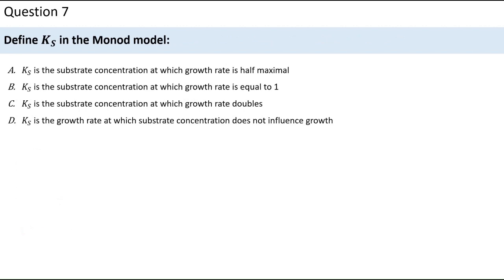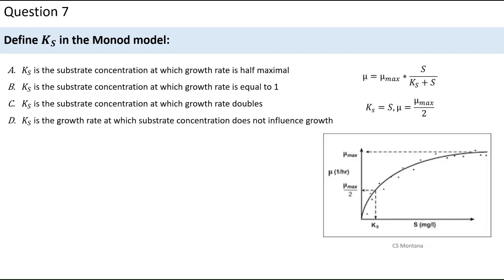Define Ks in the Monod model. Ks is the substrate concentration at which growth rate is half maximal. Ks is the substrate concentration at which growth rate is equal to 1. Ks is the substrate concentration at which growth rate doubles. Ks is the growth rate at which substrate concentration does not influence growth. So what happens when we put Ks is equal to S? S and S will get cancelled, giving mu max divided by 2. So Ks is the substrate concentration at which growth rate is half maximal.